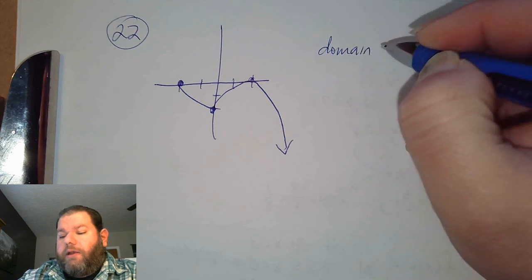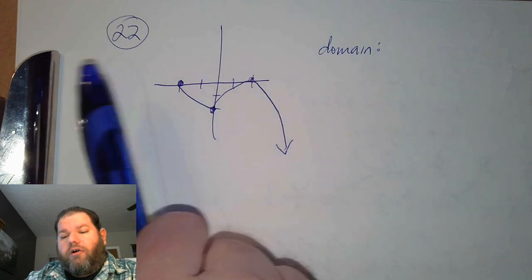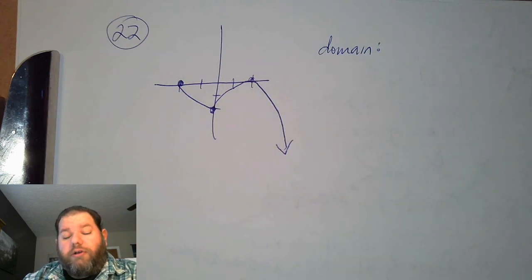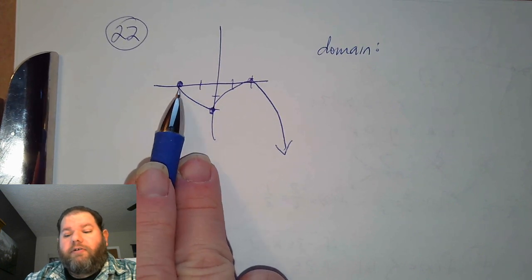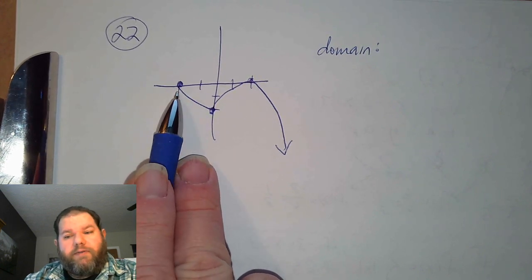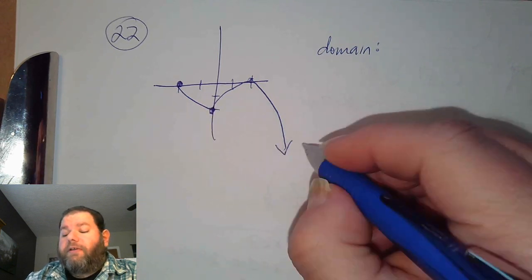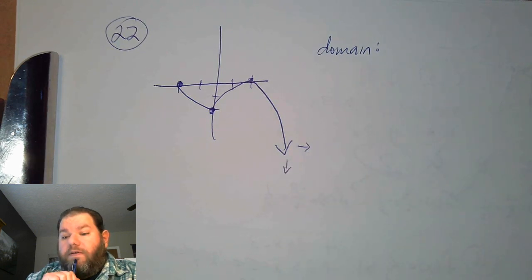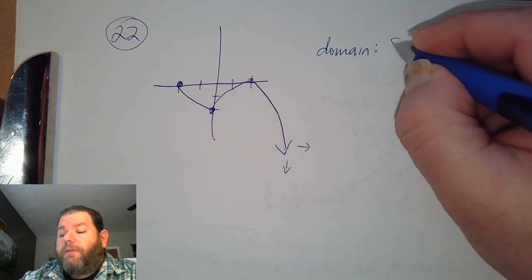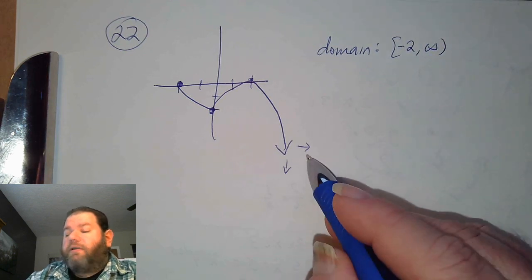Now, when we look at the domain, remember the domain is horizontally all the x values that are included on the graph. Now, we have a solid dot here at this end, which means the graph simply stops at -2. But it keeps going to the right, and we have an arrow at the end, which means it continues. Our domain is from -2, but it does continue to infinity.